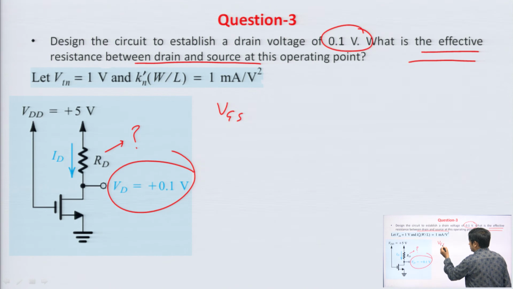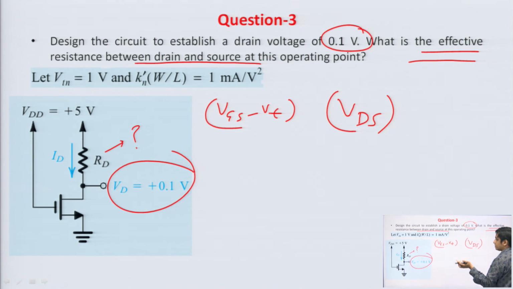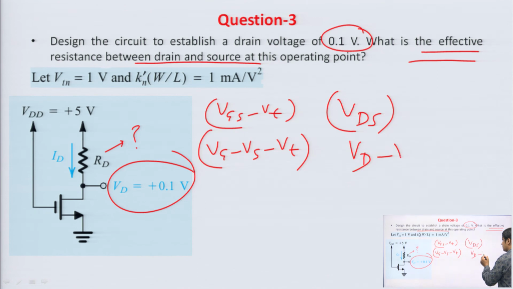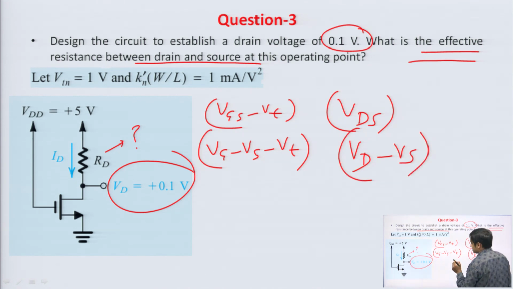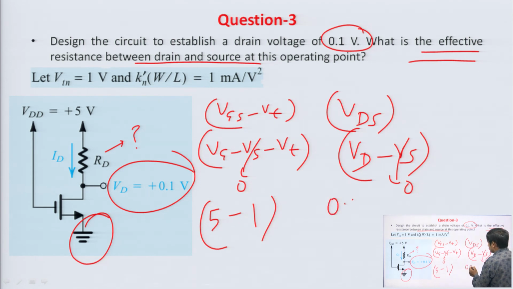So, first of all just write Vgs minus Vt and Vds, you have to compare them, simple. So, see, your Vgs can be written as Vg minus Vs, that is the left hand side, and Vds can be written as Vd minus Vs. Now, just see, your Vs is 0, your source is grounded, and Vg is 5 volt minus Vt, Vt is given 1 volt, that is the left hand side. Right hand side is Vd, and Vd is given, that is 0.1 volt. So, 4 volt and 0.1 volt.